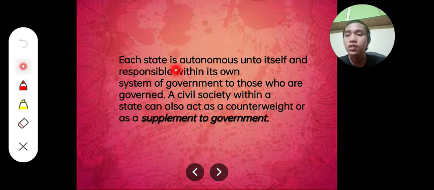Next, each state is autonomous in itself and responsible within its own system of government to those who are governed. A civil society within a state can also act as a counterweight or as a supplement to government. So each state is divided into different regions. That's why it is a counterweight or a supplement to government.